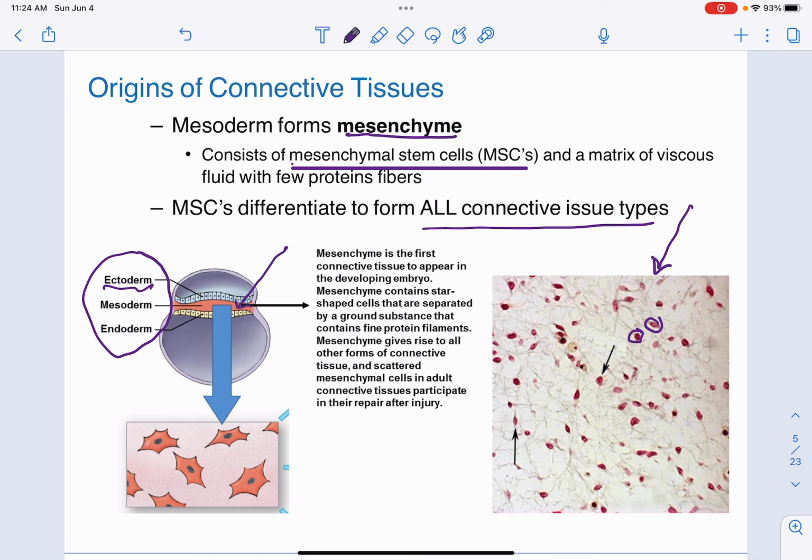but with very few fibers. So if you remember, epithelial tissue was defined by its cellularity. But this is not the case with connective tissue. There's a huge amount of space between the cells. All right, so this is the key difference between connective tissue and epithelia.